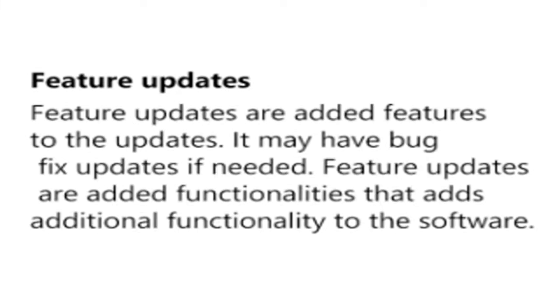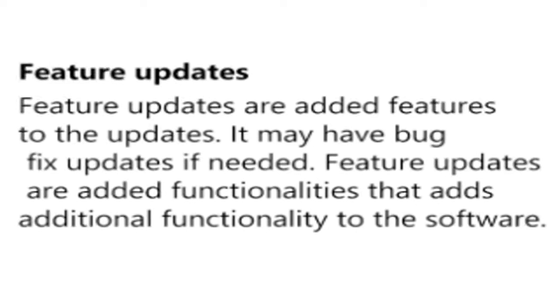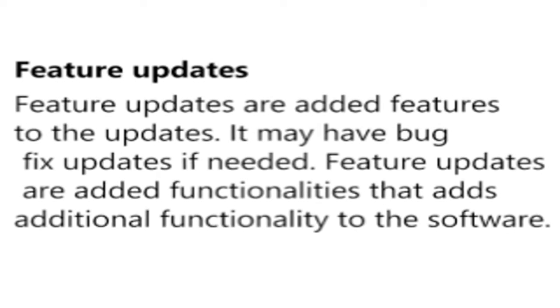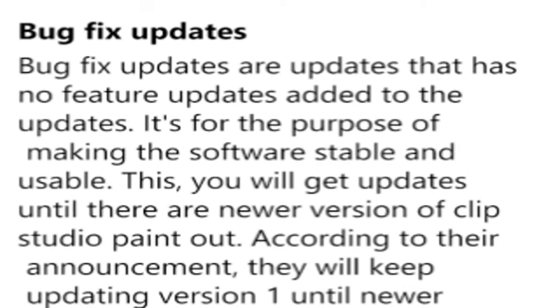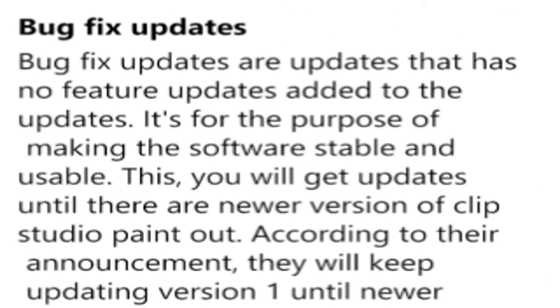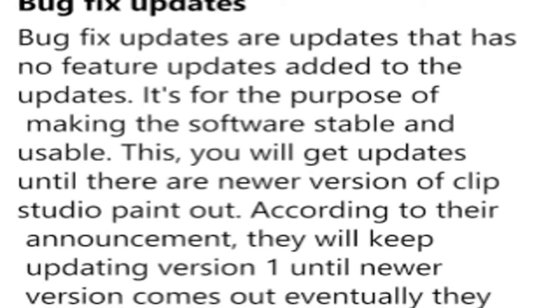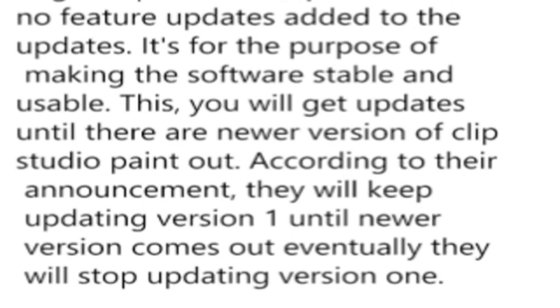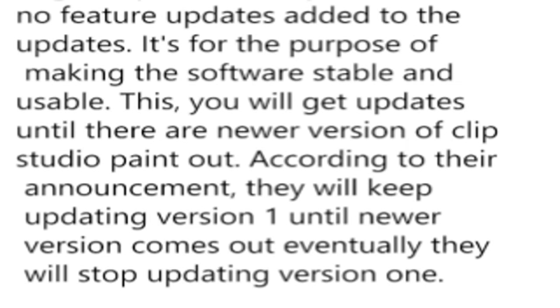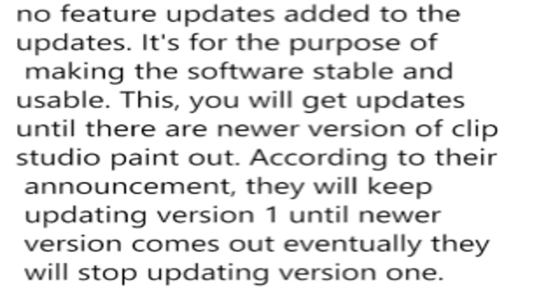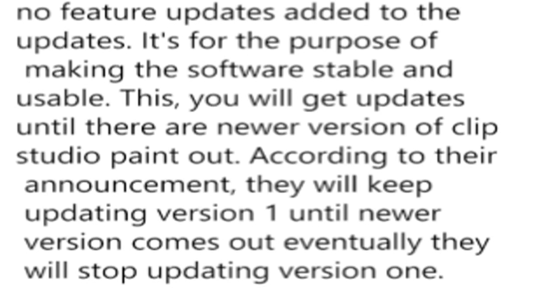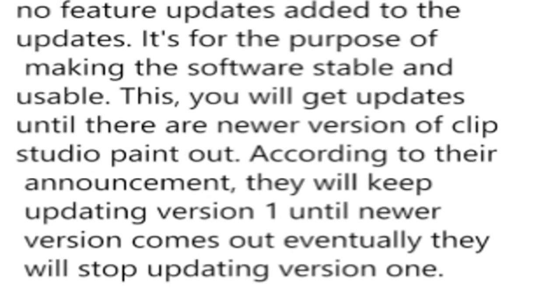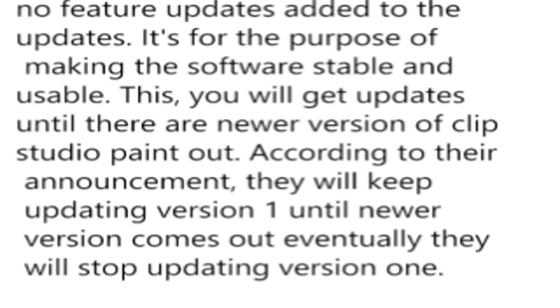To understand Clip Studio Paint's subscription model, you have to understand the difference between feature updates and bug fix updates. Bug fix updates are updates that have no new features added. They are for the purpose of making the software stable and usable. You will get updates until a newer version of Clip Studio Paint comes out. According to their announcement, they will keep updating version 1 until a newer version comes out. Eventually they will stop updating version 1.